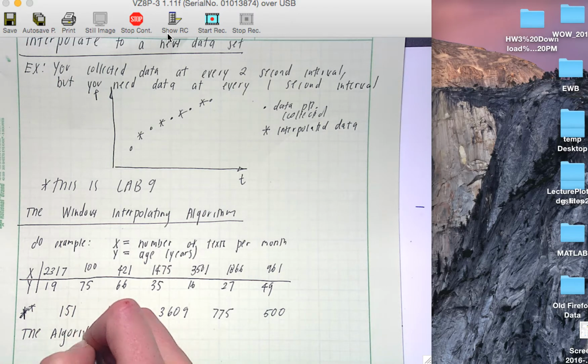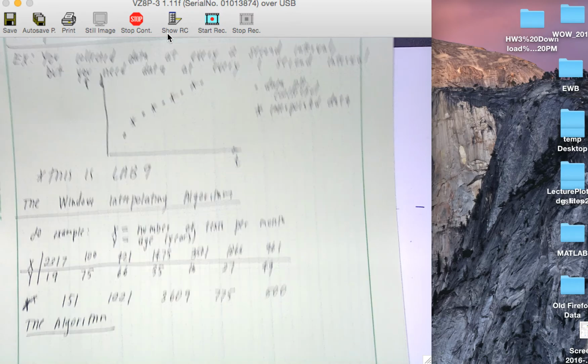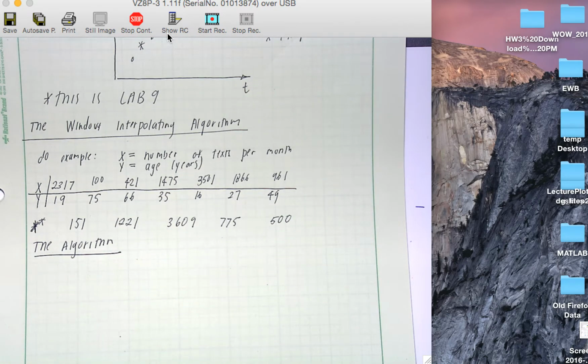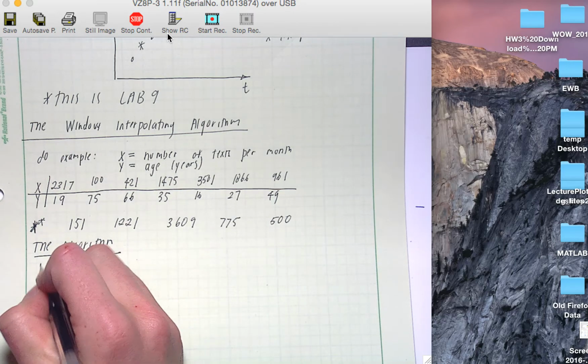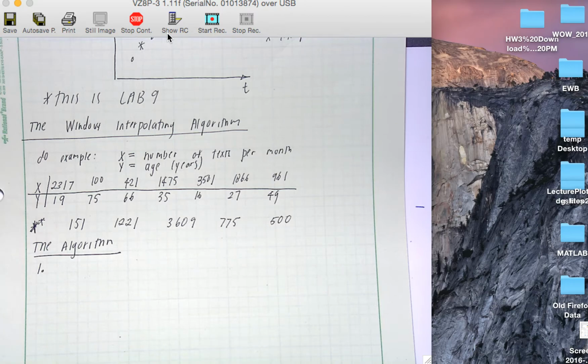So this is exactly what you're doing in the lab, but you're doing it for solar radiation data and time. That's your X and Y. So let's just talk about what we would need to be able to do to write this algorithm. The first thing is we're writing the algorithm to do the interpolation.